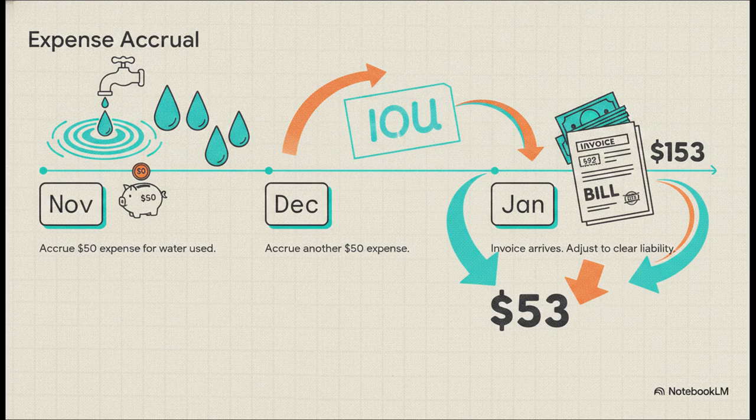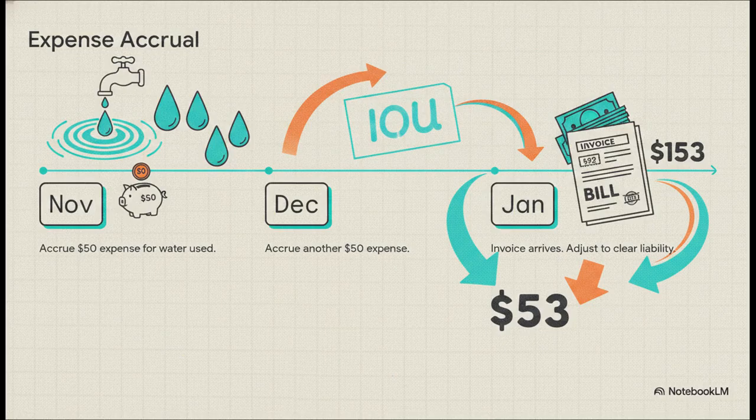Let's say your business gets billed for water on a quarterly basis. But based on your history, you estimate that water costs you roughly $50 a month. In November, your team uses the water, but of course, you get no bill. You can't just pretend it was free, so you post an adjusting entry. You proactively recognize a $50 expense on your income statement for November, and you simultaneously record a $50 accrued expense liability on your balance sheet. Why a liability? Because you are legally committed to paying for this eventually.